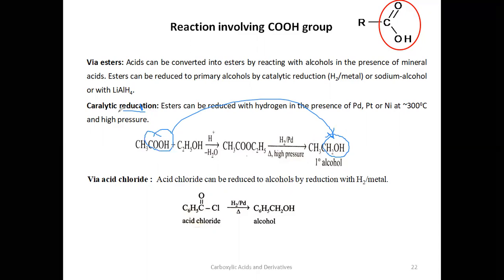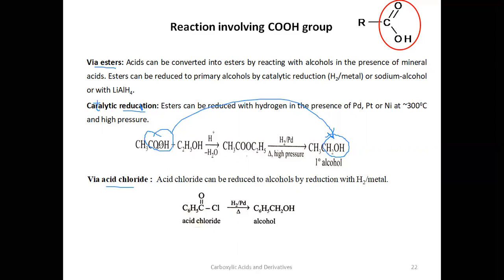And how is it done? By catalytic, by adding a catalyst here. This can be done via esters or via acid chlorides. Via esters or via acid chloride means first acetic acid has to be converted to esters or acid chloride, then followed by reduction. Let us see how it is done.